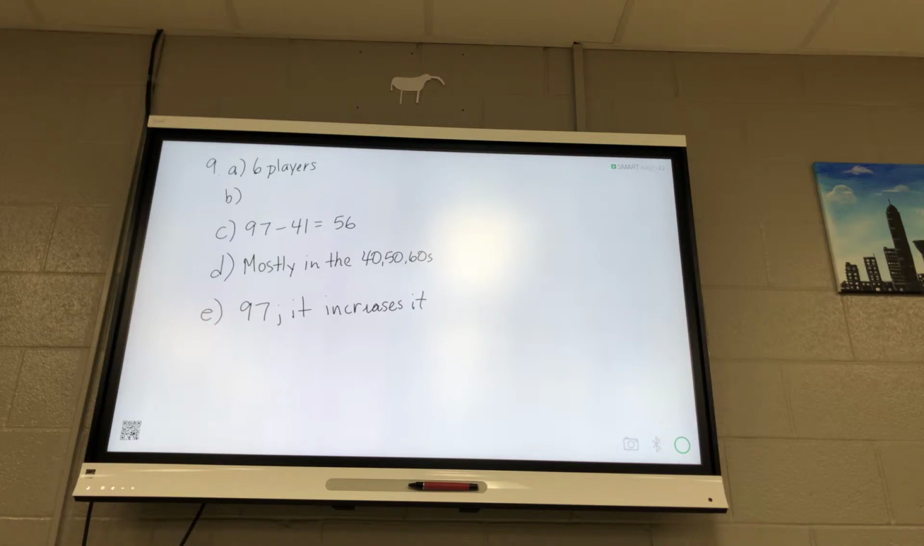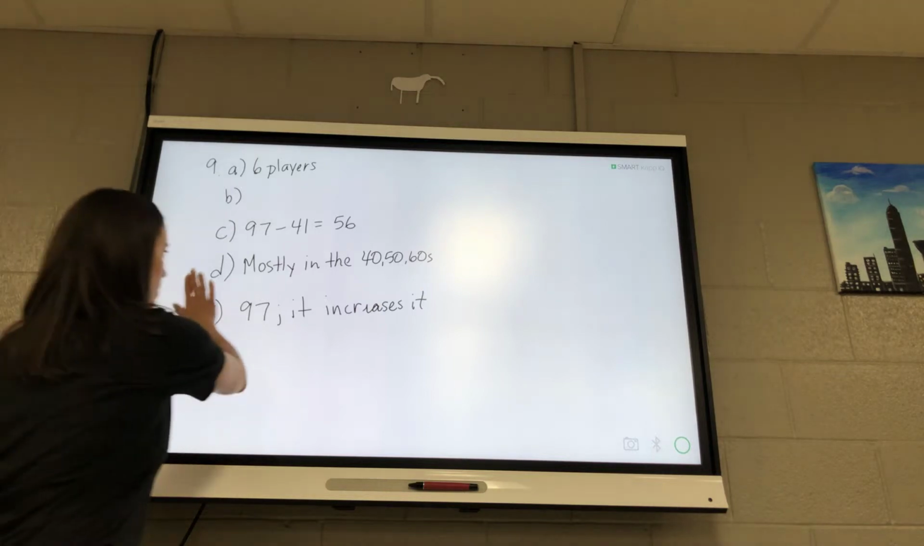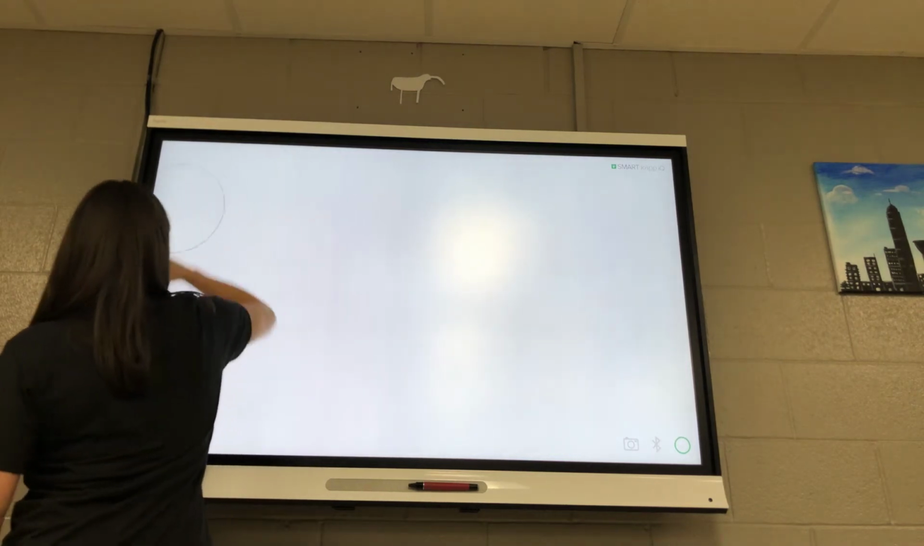All right, number 11. The table shows the number of customers processed by 2 bank tellers during each hour of an 8-hour shift. Make a back-to-back stem and leaf plot for the data. So the only thing that means is that your stem is in the middle, and you have leaves on both sides. So it's back-to-back.